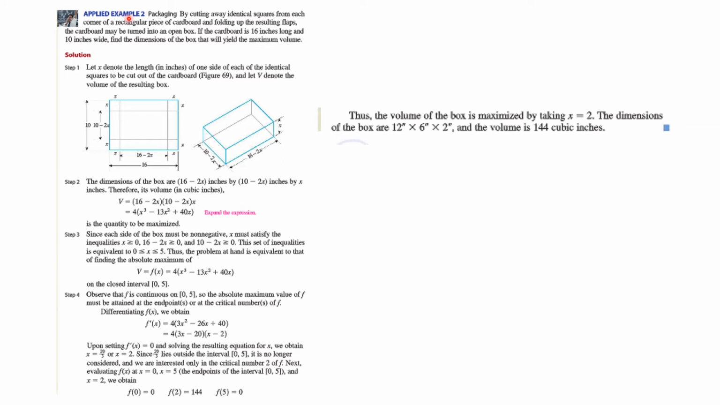Here's an example in packaging. By cutting away identical squares from each corner of a rectangular piece of cardboard and folding the resulting flaps, the cardboard may be turned into an open box. Open box meaning there is no top. If the cardboard is 16 inches long and 10 inches wide to begin with, find the dimensions of the box that will yield the maximum value.